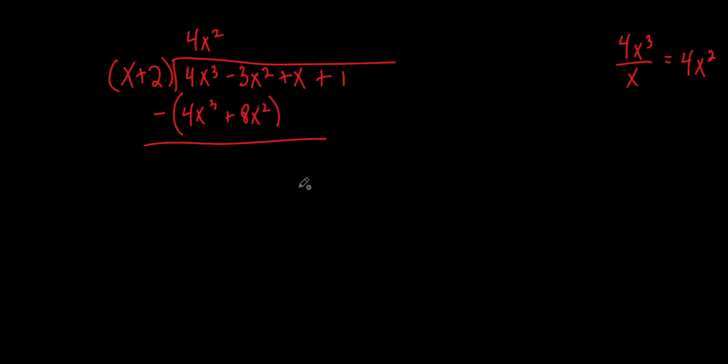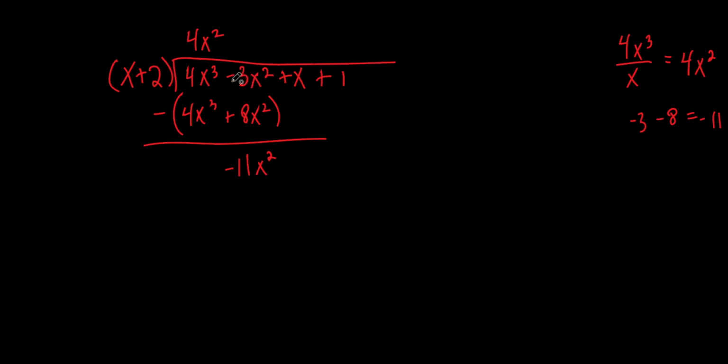Coming back to you? Hope so. Done a bunch of these in the last couple days. So let's subtract. 4x cubed minus 4x cubed is 0. That should always happen. If it doesn't, you made a mistake somewhere. And then negative 3x squared minus 8x squared. Negative 3 minus 8, which is negative 11. So this is negative 11x squared.